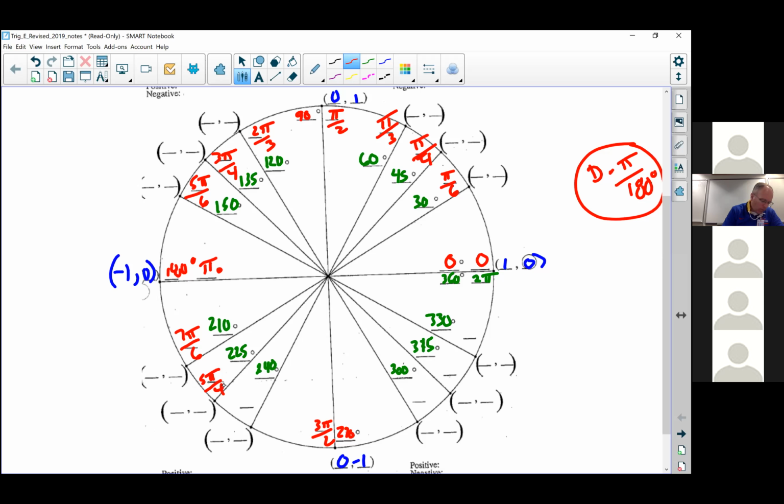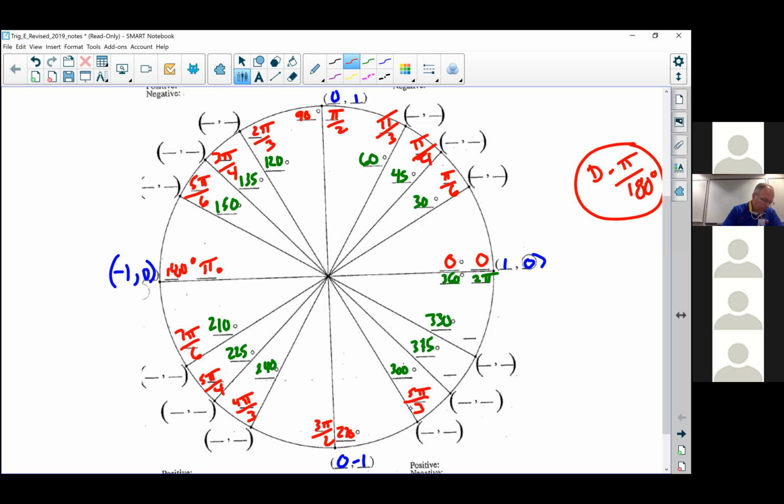240 is 24 over 18. 6 goes into both, so 4 pi over 3. 300 degrees is going to be 30 over 18, so 6 goes into both. 5 pi over 3.